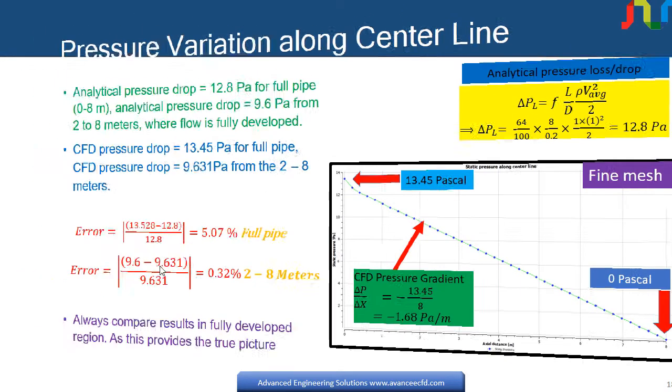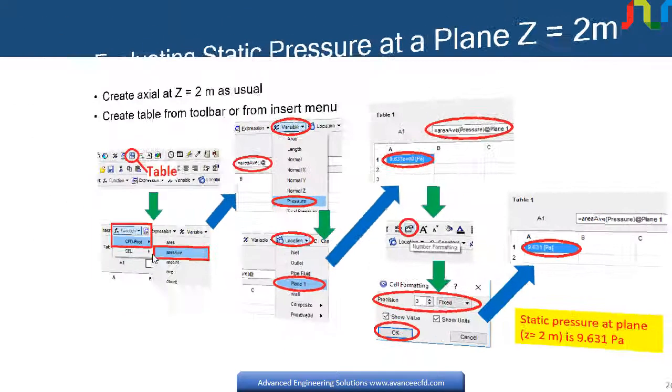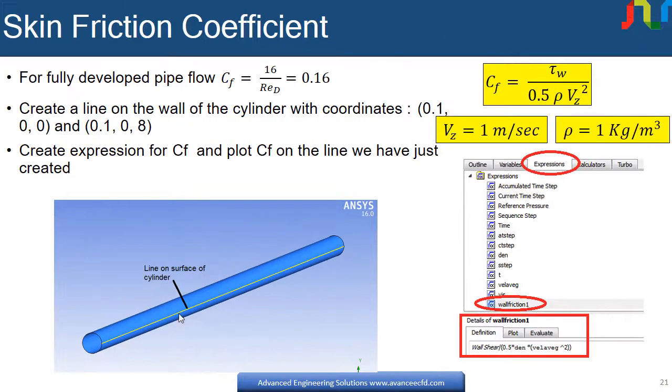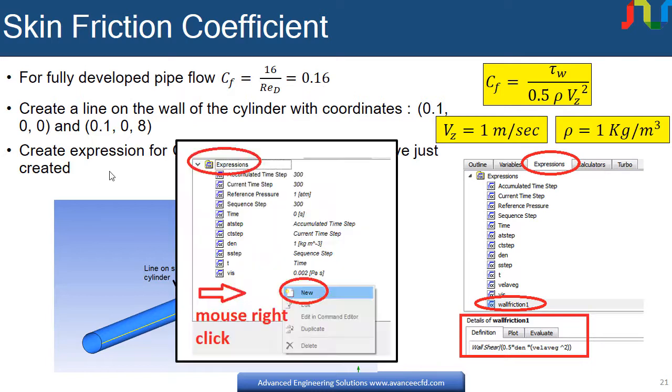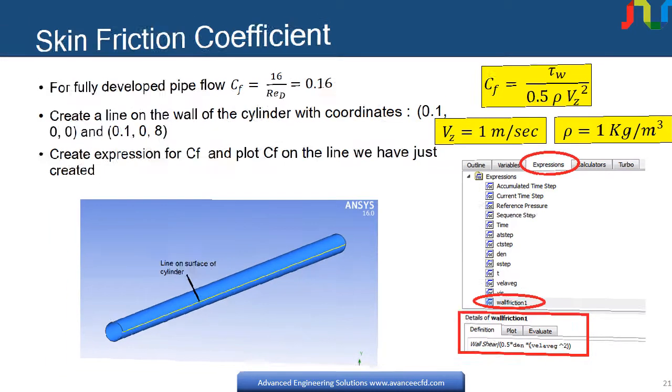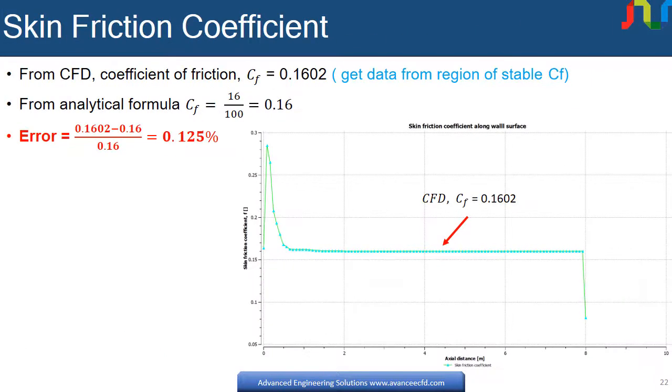The next thing is that I want to see the value of skin friction coefficient along the pipe surface. So when the flow is fully converged, from the correlation for the laminar pipe flow, its value should be around 0.16. And from the CFX, the value of this one is around 0.1602. So I want to see the same value in the Fluent.